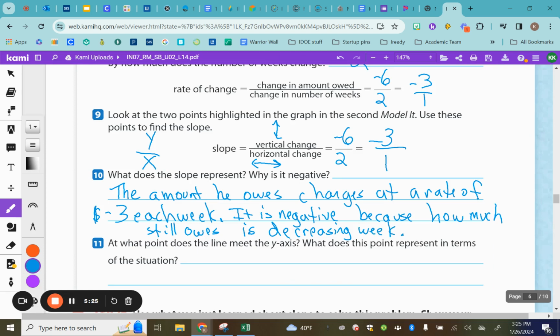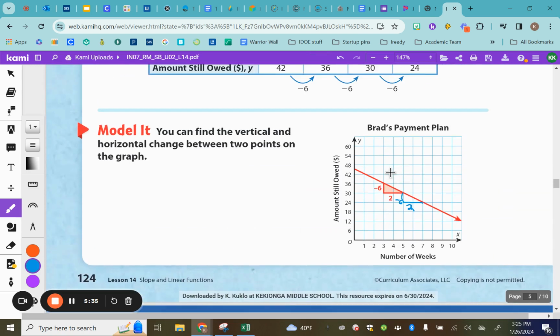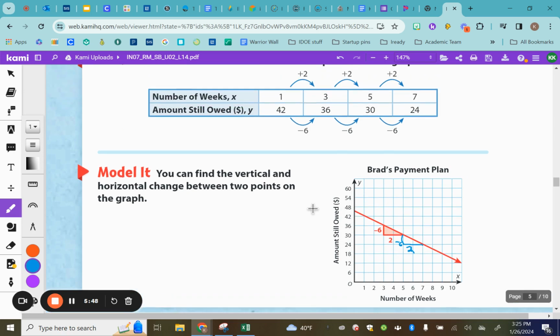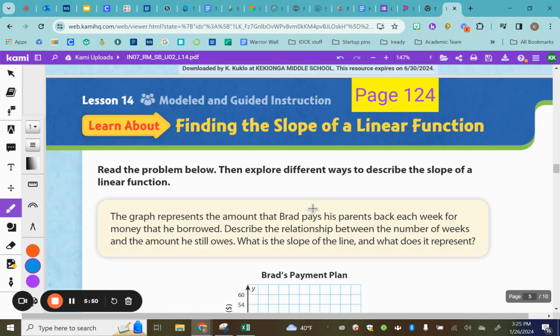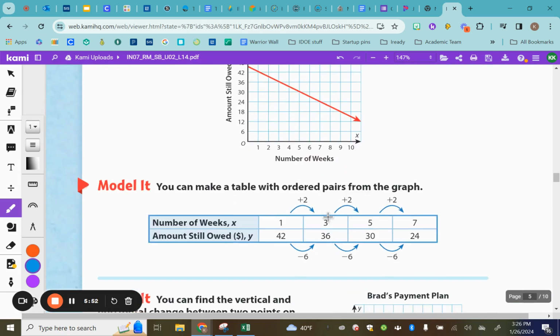So each week. Number 11, at what point does the line meet the y-axis? What does this point represent in terms of the situation? So if I go back up here and look at my graph at the y-axis, remember the y is the up and down, I can see the y-axis is right between 42 and 48.